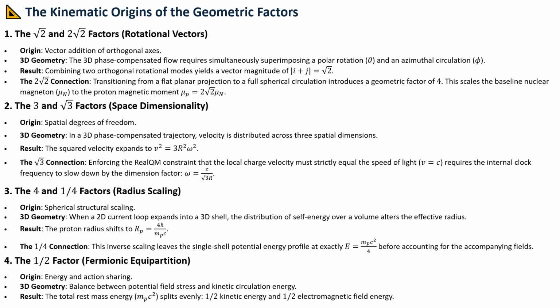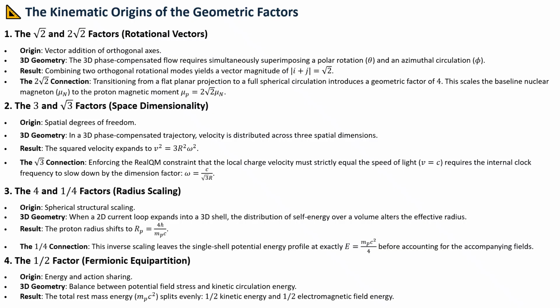2. The 2 factor comes when you transition from the flat planar projection to full spherical circulation, which introduces this geometric factor of 4, and that's where it appears in the proton magnetic moment, 2 times square root the nuclear magneton. The 3 and square root 3 are really with the space dimensionality, spatial degrees of freedom, with 3 spatial dimensions, and that's where the squared velocity expands to 3 times omega squared.